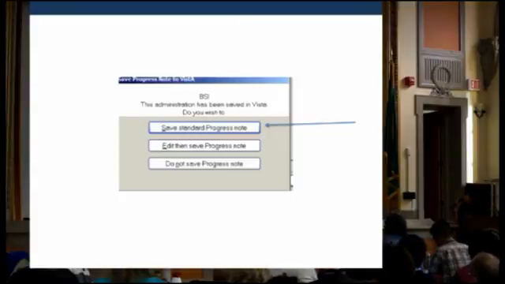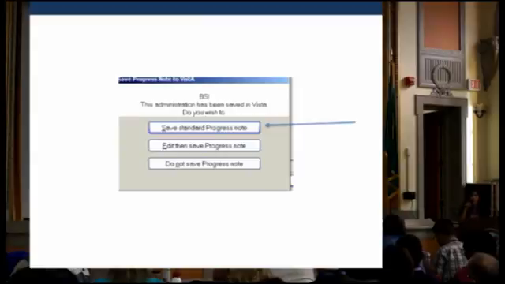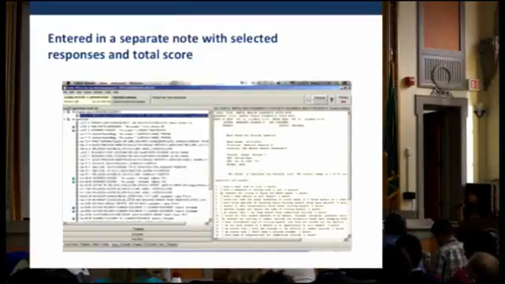They hit next. And when you're finished with it, it gives you the option of how you want to save this information into their medical record, because it creates a template already, and it just saves it in the medical record. So I want to save this as just a standard progress note. It saves it as a standard progress note, which has all the responses listed and a total score.